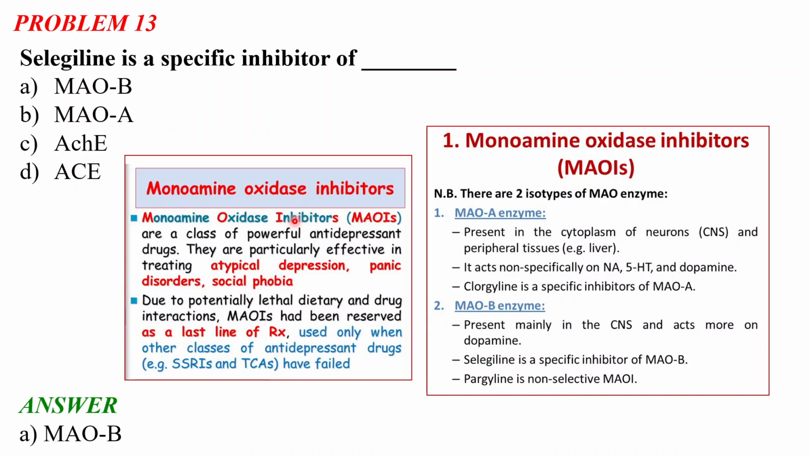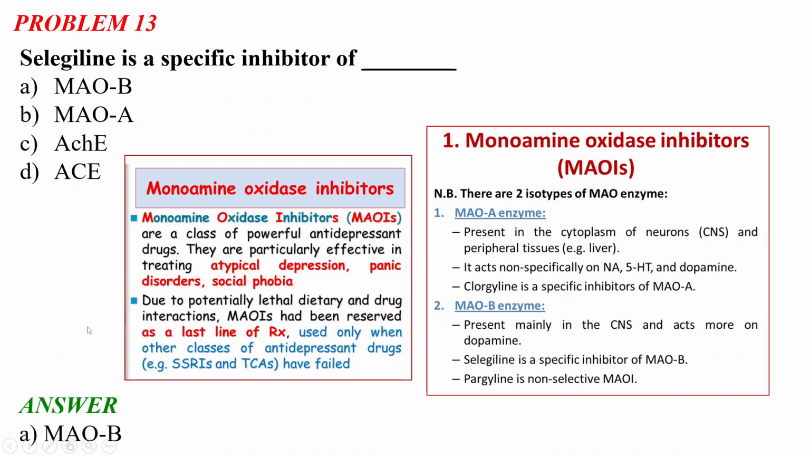Okay. So, monoamine oxidase inhibitors are a very important class of antidepressants, but due to potentially lethal dietary and drug interactions, they are reserved for the last stage of the treatment. There are many classes of antidepressant drugs, like SSRIs and TCAs, and if these classes of drugs fail, then MAOIs are used. Okay. So, remember the role of the MAO enzymes, and one or two examples will be enough.